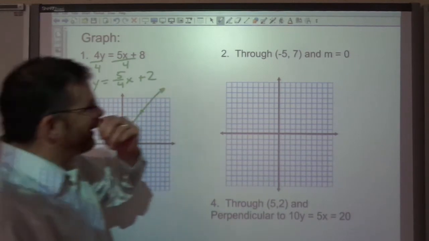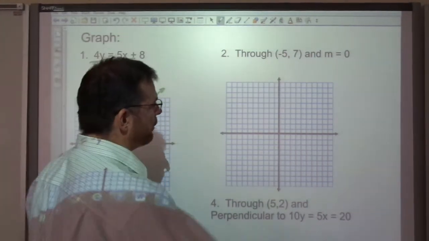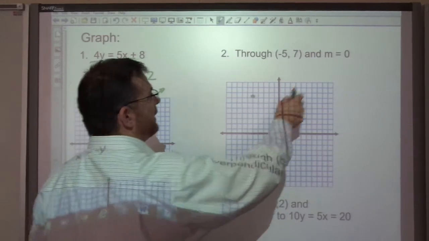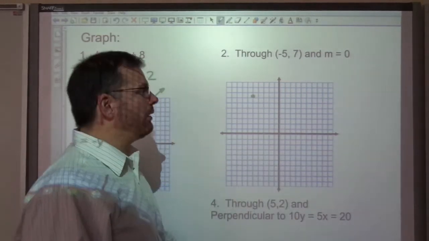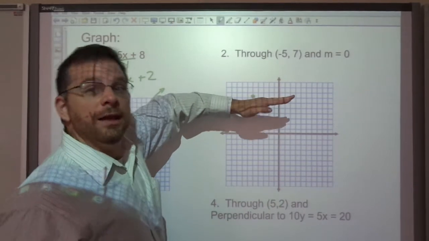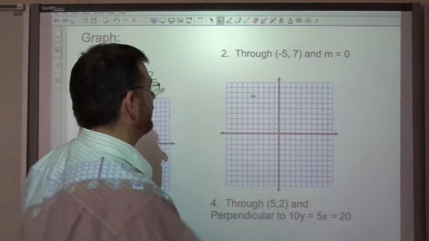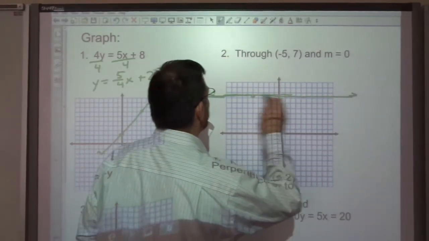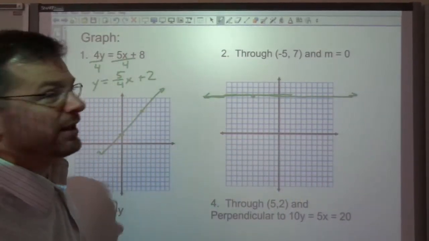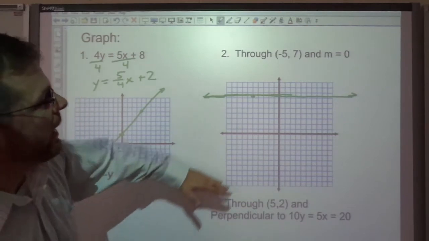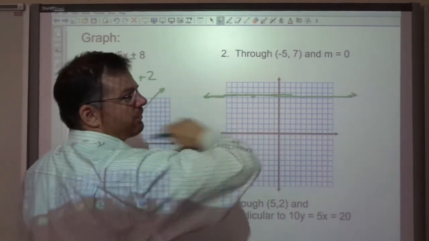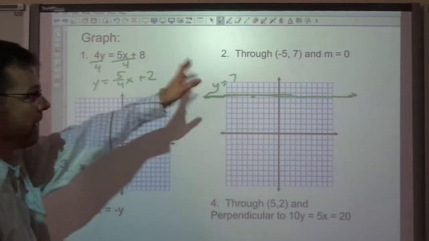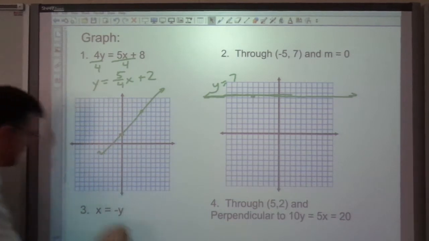This one's asking, what about the line that goes through this point, negative 5, 7, and has a slope of 0. If it's 0, it's going to be a straight horizontal line. If it was undefined, it would be vertical. But this one is going to look like this. And if it asked me for the equation of that, we would be saying that, well, the height is always 7, but the x could go all the way up and all the way down. So my equation of the line is y equals 7. Although this problem just asked me for the graph.